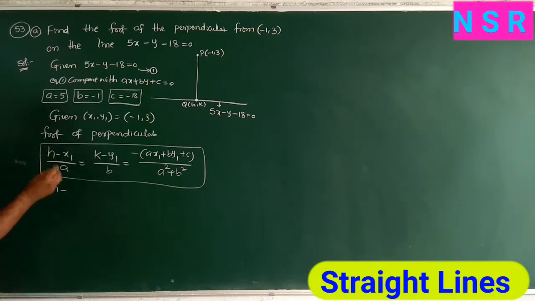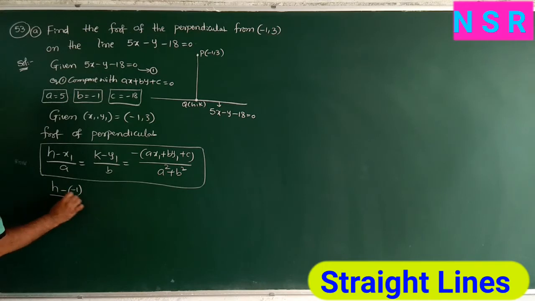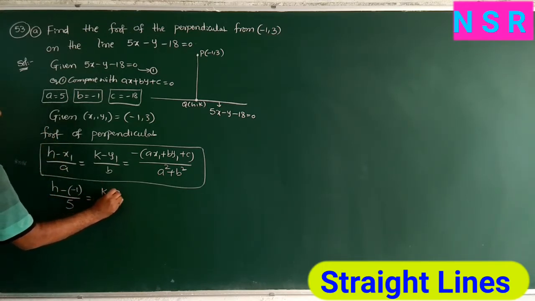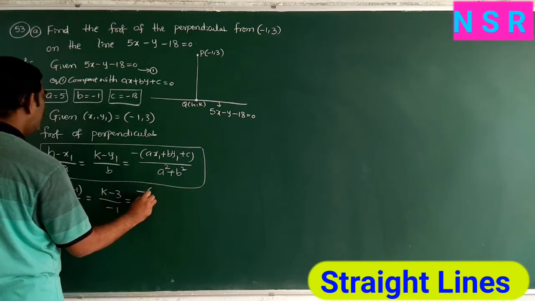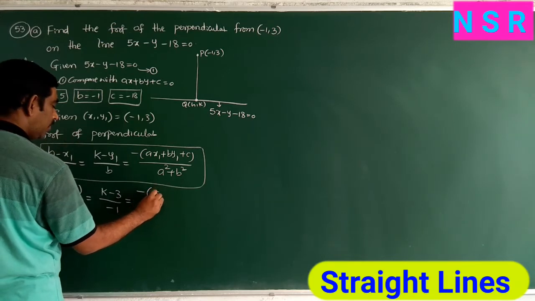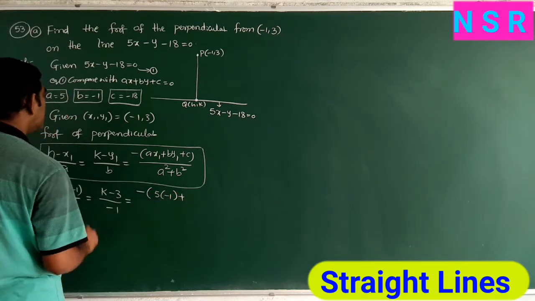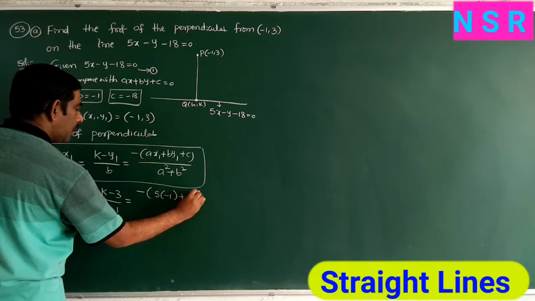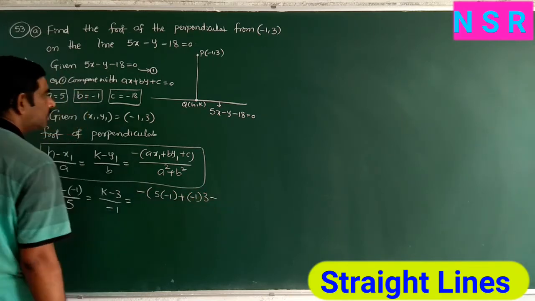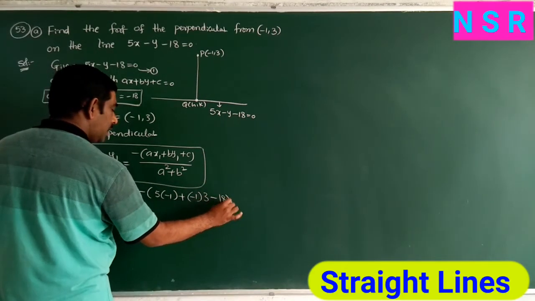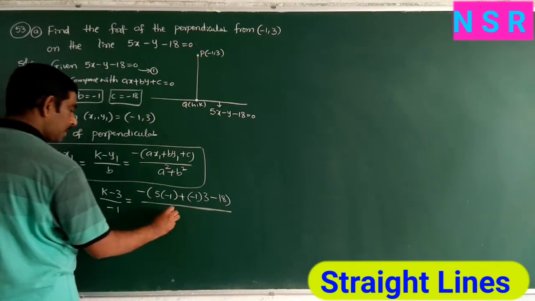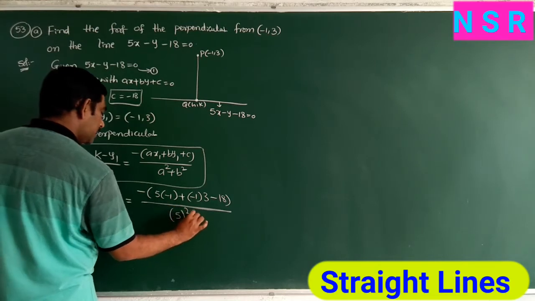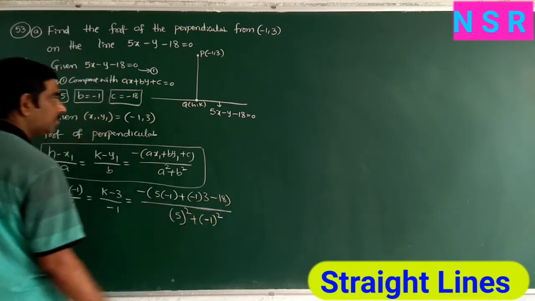h minus x1 value minus 1. So (h minus (minus 1))/5 equal to (k minus 3)/minus 1 equal to minus of (a x1 which is 5 into minus 1, plus b y1 which is minus 1 into 3, plus c which is minus 18) by a square 5 square plus b square minus 1 square.